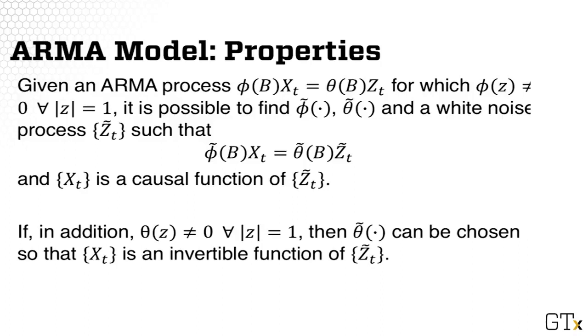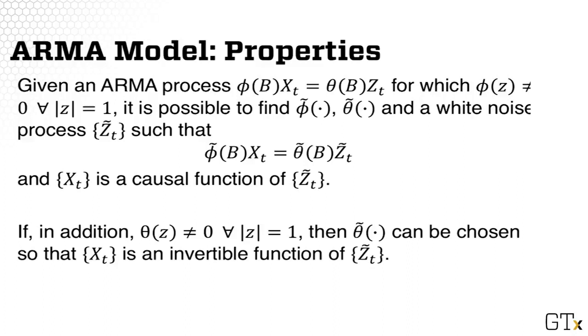Here is why the property of causality is important. Given an ARMA process with AR and MA polynomials, phi and theta, if it is stationary, that is, the roots of the phi z polynomial are not on the unit circle, then there exist polynomials phi tilde and theta tilde and a white noise zt tilde, such that the ARMA process with these polynomials as AR and MA polynomials is a causal ARMA process.